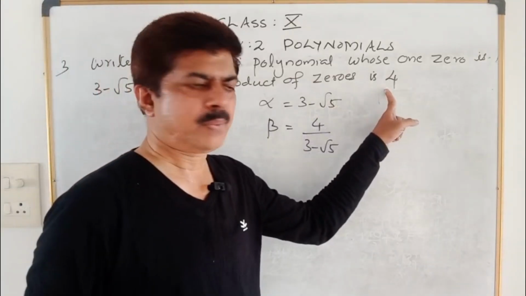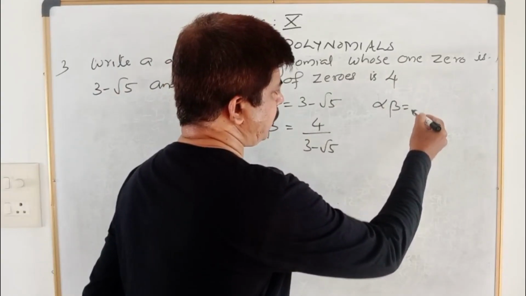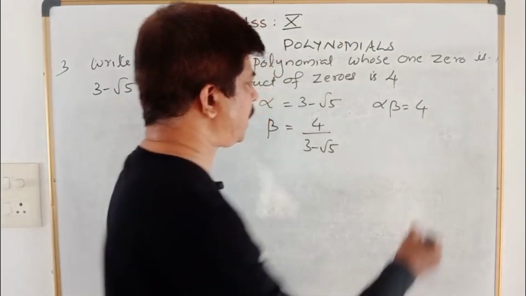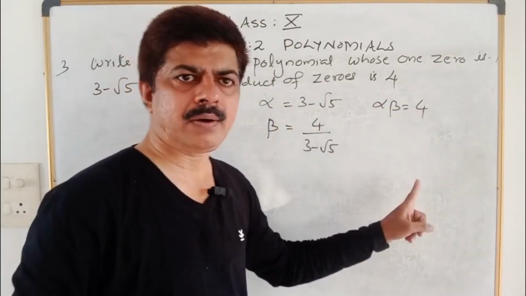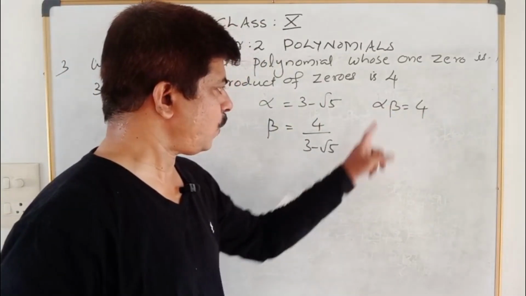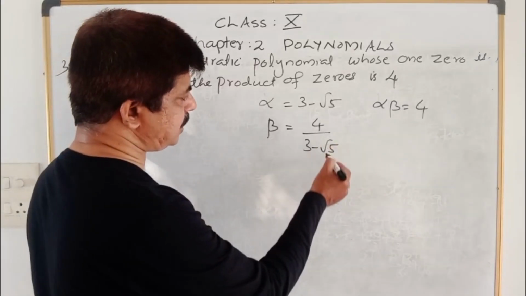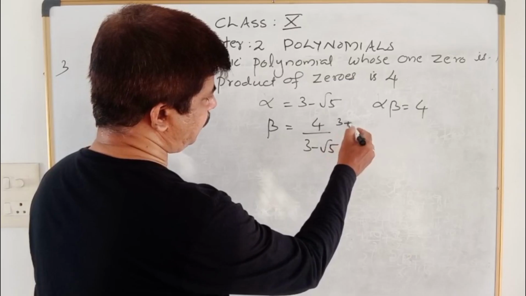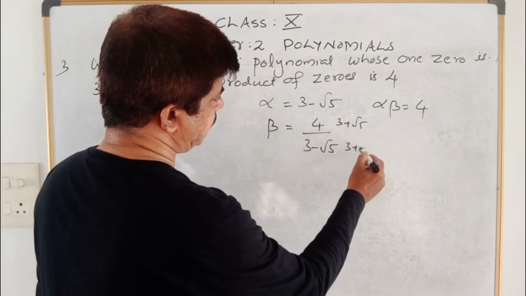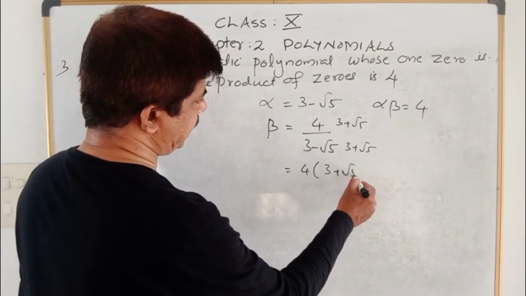This is the product of two zeros. We have the alpha beta value. We have to find the other zero. Alpha beta is equal to 4. Alpha is 3 minus root 5. So beta, how will you find out? Beta is 4 divided by 3 minus root 5. So we know how to rationalize this. What is the rationalization factor? 3 plus root 5. We multiply numerator and denominator by 3 plus root 5.